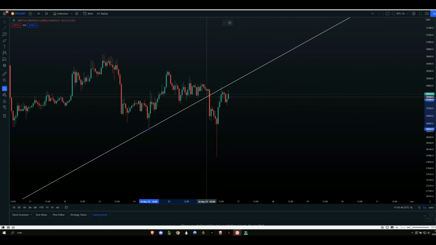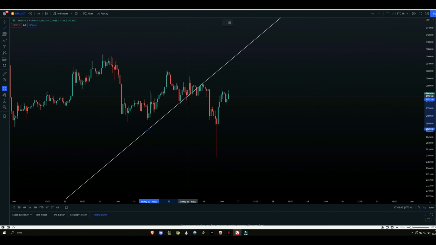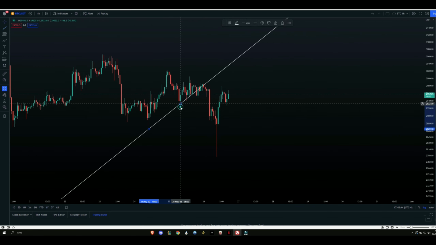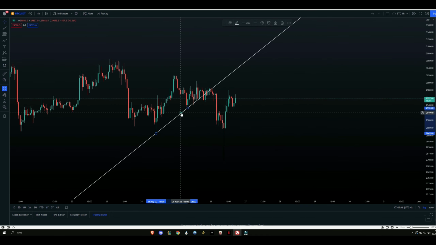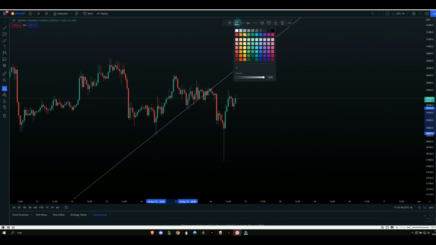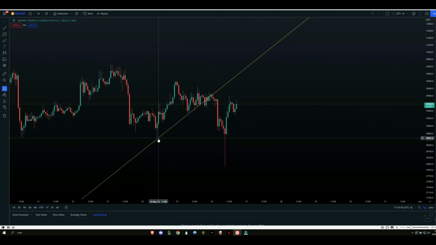Now here I can draw a bunch of lines because there are many wicks. What I'll take is this one first, and I'll tell you why. Let's change the color. We'll take this wick, it was a pump, and drop back down. And here was the first price that held. So this is the first line.